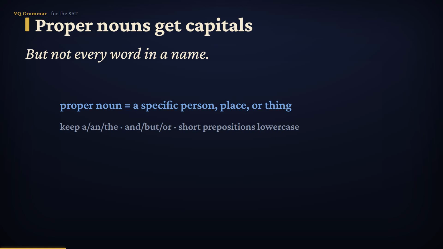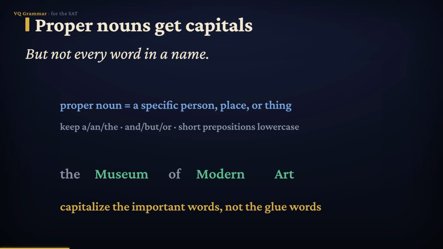Look at the Museum of Modern Art. We capitalize museum, modern, and art, but that little the and of stay lowercase. Same idea in Beauty and the Beast. Beauty and Beast are capitalized, but and the are not.